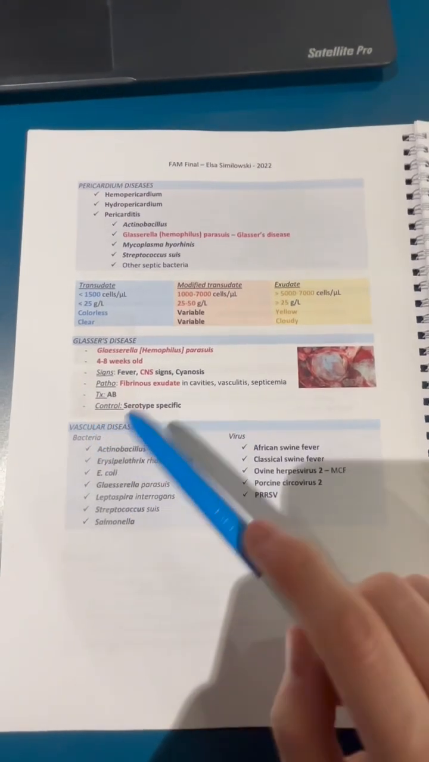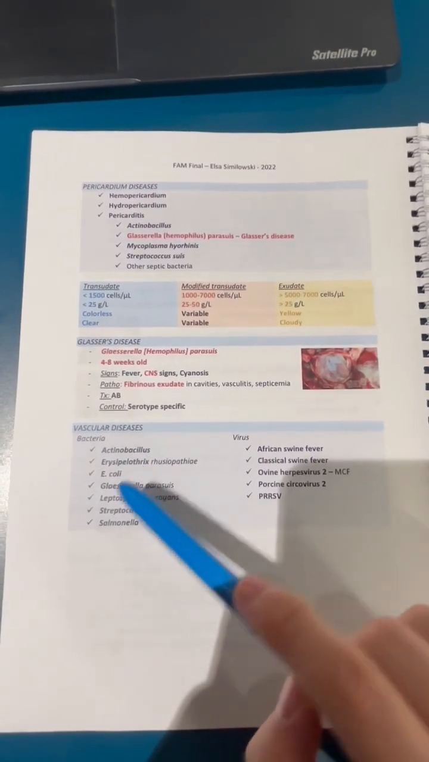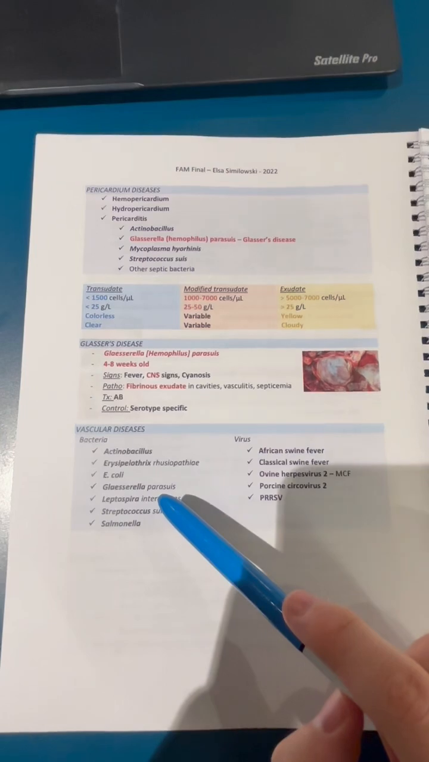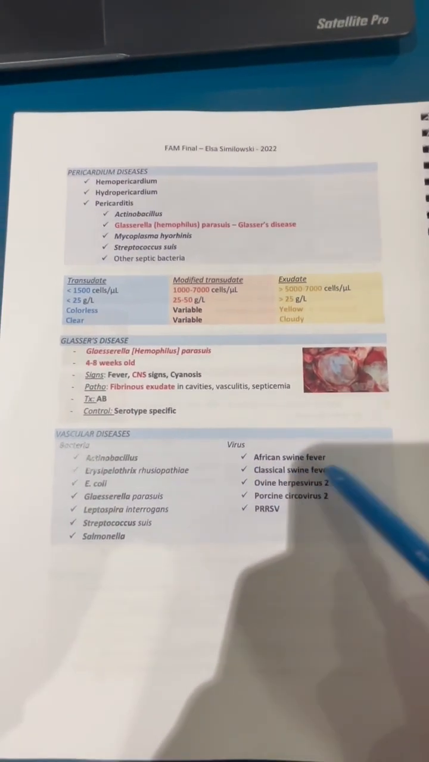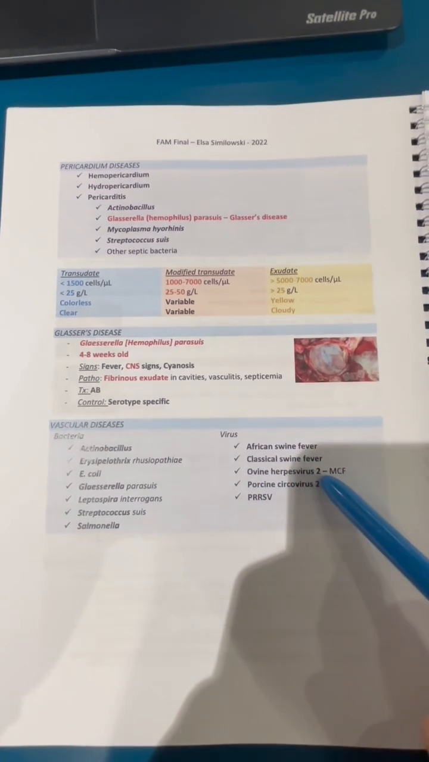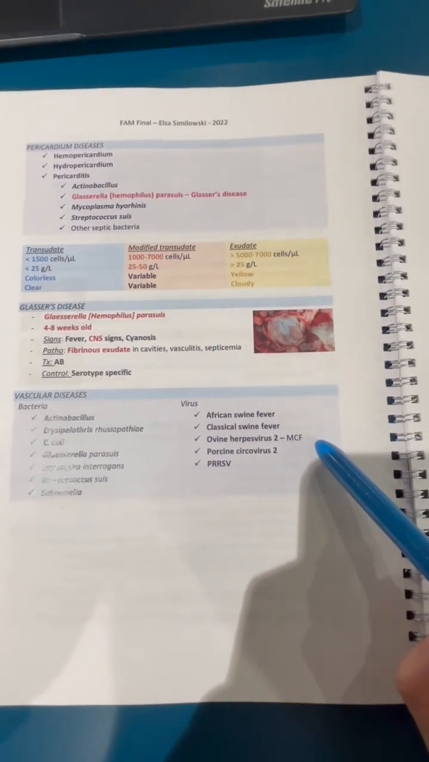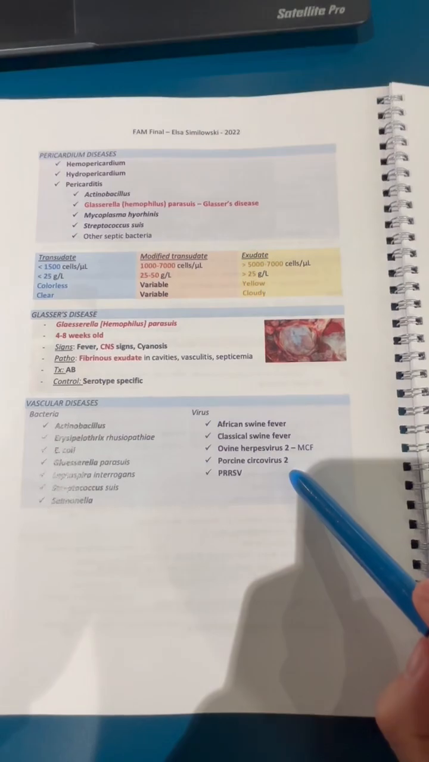The bacterial diseases are Actinobacillus, E. coli, Glaesserella parasuis, and leptospirosis, and Streptococcus and Salmonella. And the viral diseases are African swine fever, classical swine fever, and ovine herpesvirus 2, also known as malignant catarrhal fever, and porcine circovirus 2.